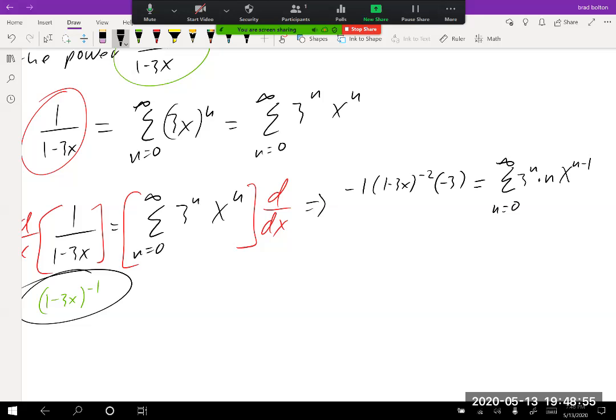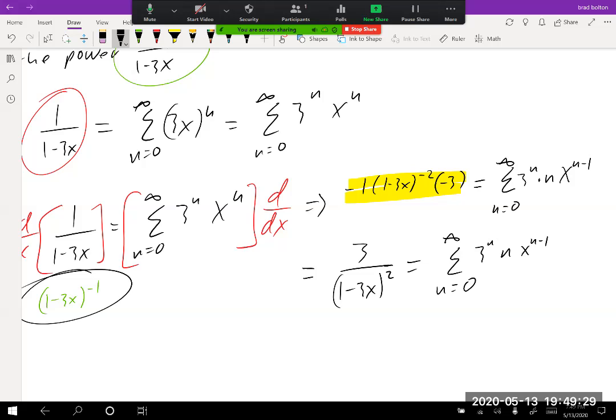Everybody okay with this? So that means, if we clean this up, that's going to become 3 over (1 minus 3x) squared. I'm going to write that in the denominator. And that's going to be equivalent to this series, n equals 0 to infinity of 3 to the n times n times x to the n minus 1.